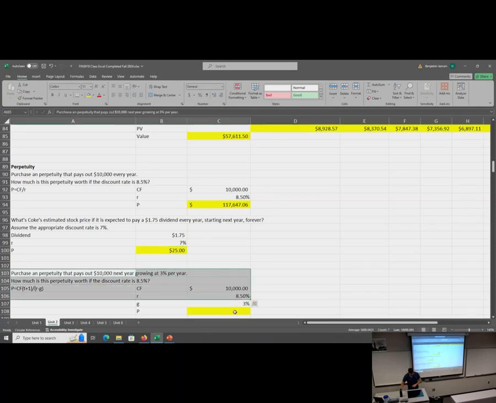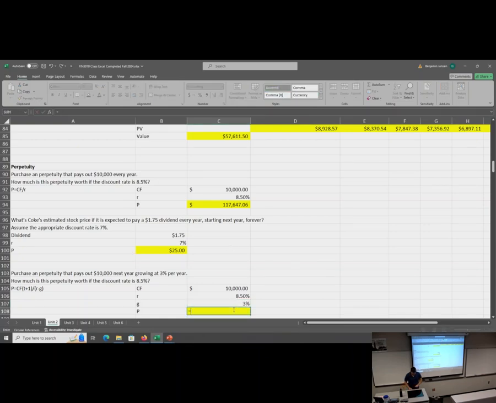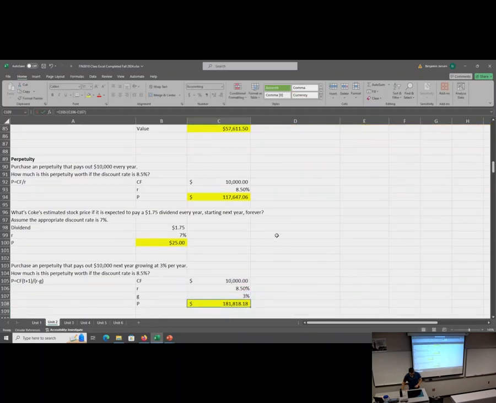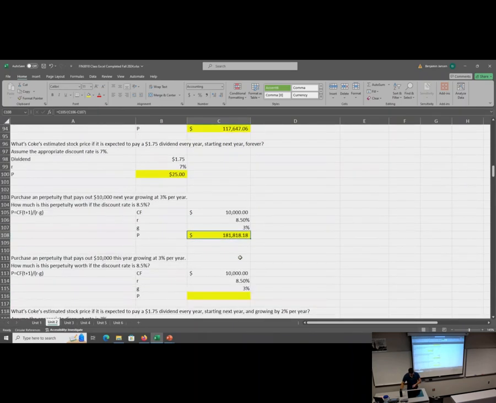All right, so say growing this $10,000 at 3%, we're going to use the growing perpetuity formula, which is the cash flow divided by the growth adjusted discount rate. So the 8.5% minus 3%. So it increased the cost or the value of the perpetuity from $117 to $181. All right, just a 3 percentage point growth that we're adding to this cash flow is adding, again, I can't do mental math, right? About $60,000. Right. So adding growth adds a significant amount of value.